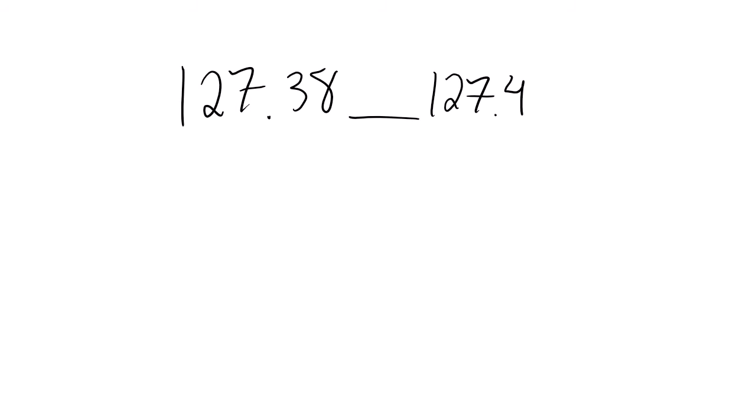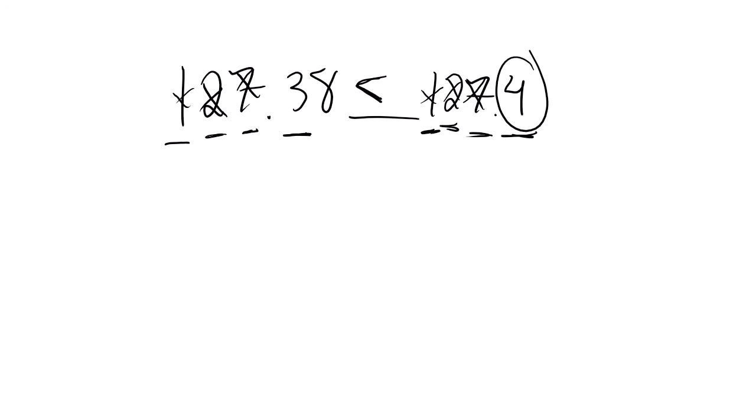So, left to right. These are both in the hundreds place. They're both 1, so we don't care. Move on. Both in the tens place, but they're 2. Same thing with the ones. They're both equal. So now we have to rely on the tenths place. Are these the same? No, they're different. Which one's greater? 4 is greater than 3. And comparing decimals is that easy.